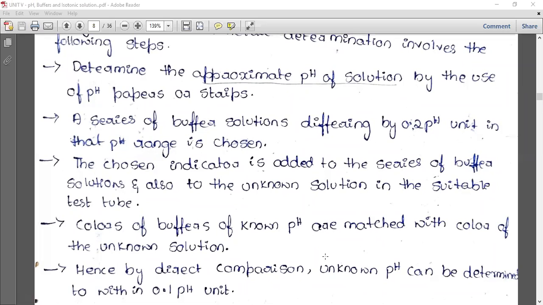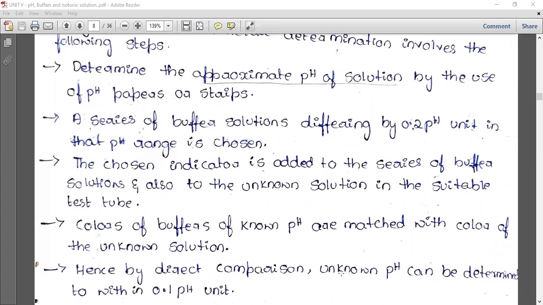On comparison, whichever it is matching with the buffer solution, we come to the conclusion that that is the pH of the unknown solution, by comparing it with the buffer whose pH we know, because we are preparing the buffer differing in 0.2 pH, right? So finally we come to a conclusion based on comparison of the unknown with the known buffers we have prepared. After adding indicator to all, the change in the color of the unknown, we compare with the buffer to whichever it matches. Finally we conclude that it is the pH.